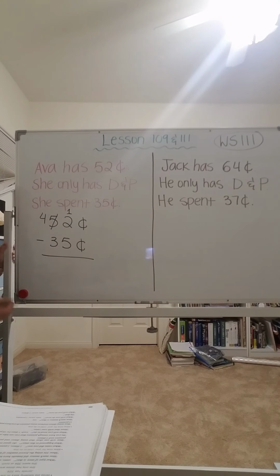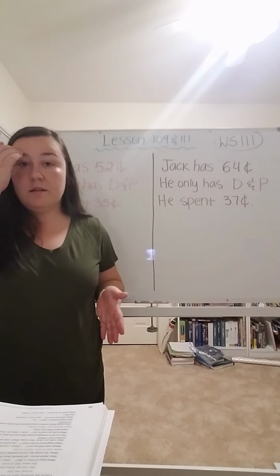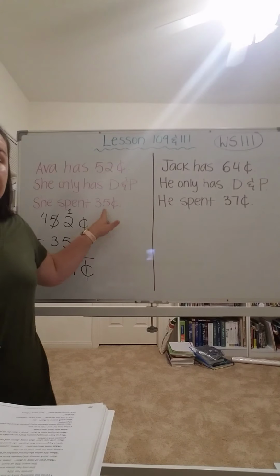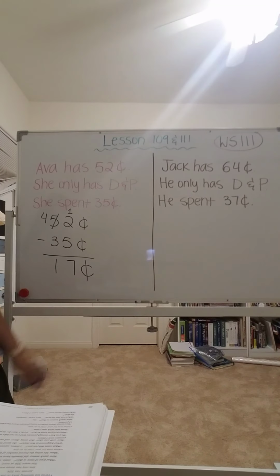So now what's 12 minus 5? 12 minus 5 is 7. What is 4 minus 3? 1. So after Ava spent 35 cents on the lollipop, she was left with 17 cents.